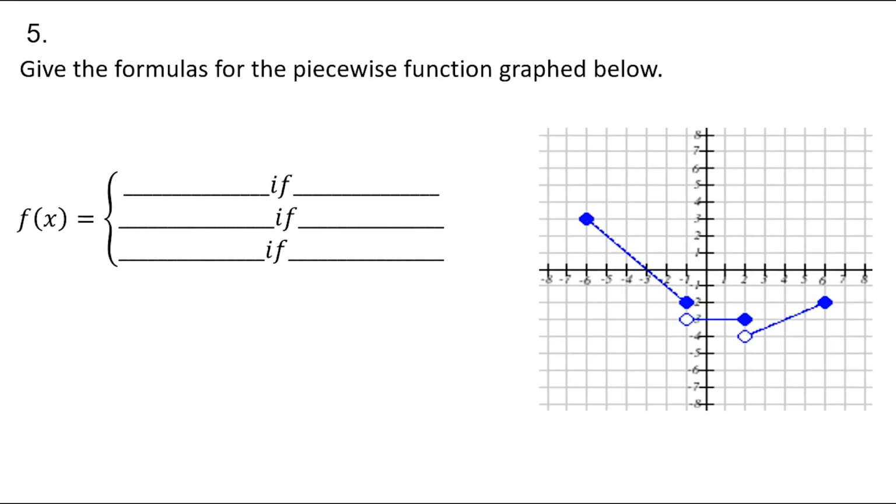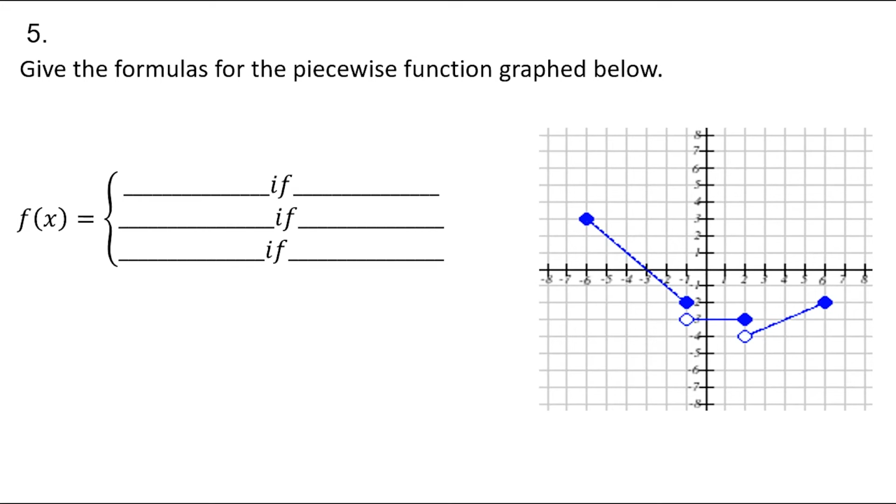Okay, so take a look at the graph, the piecewise function that's graphed here, and you notice that there are three segments. And so what we have to do in this problem is come up with the formulas for each one of these segments. So you notice here f of x is equal to, and we have these three lines, and each line will represent the formula for the segment that's graphed here.